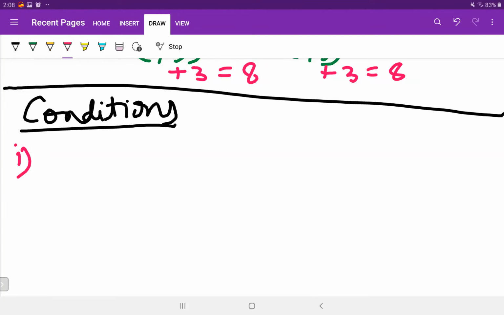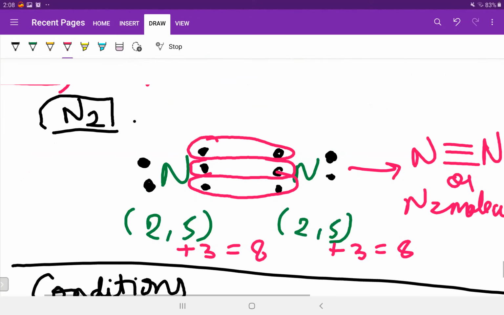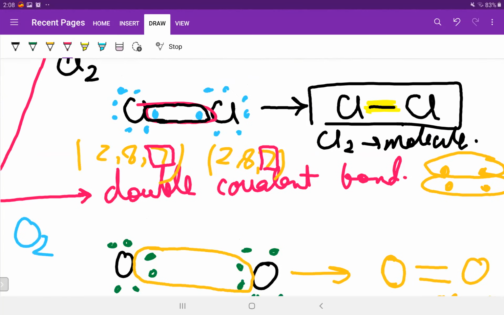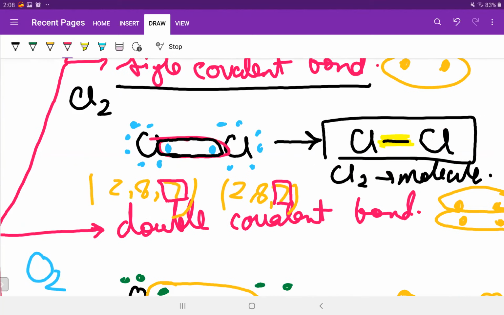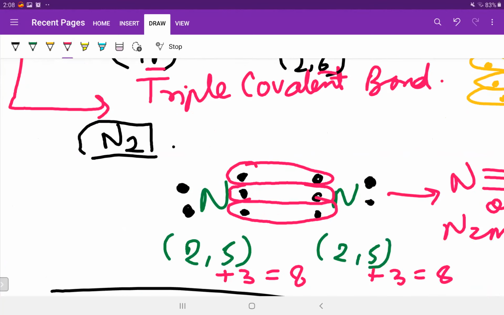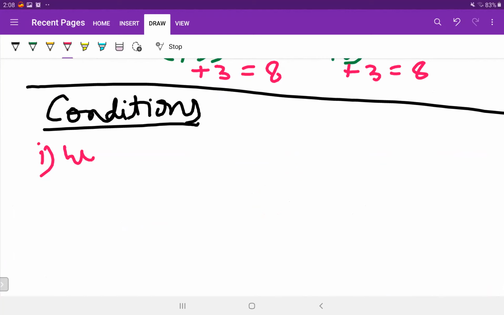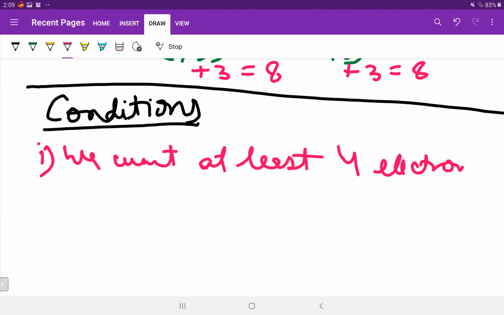Now here, how many electrons do we want in the outermost shell? At least how many? See, in every one we are having at least 4, isn't it? Not less than 4, otherwise it will not be formed, otherwise transfer will be done. So we want at least 4 electrons in the outermost shell. This is the condition.